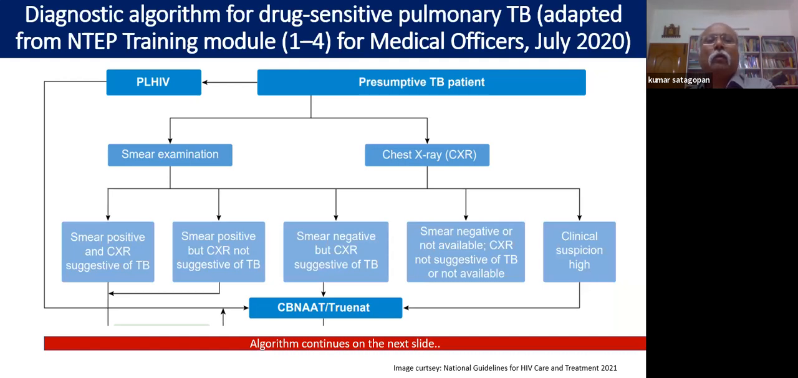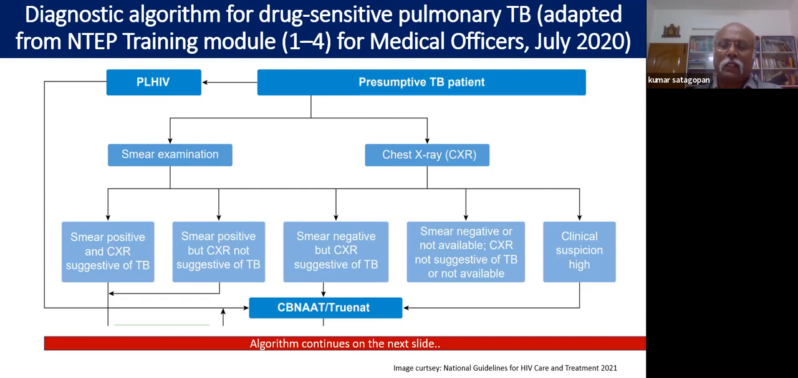Before that, we are showing the diagnostic algorithm. This is a crowded slide. Anyhow, we'll tell you: an HIV patient who has presumptive TB, meaning the 4S symptoms, cough, sputum, weight loss, and night sweats, you are going to do an X-ray chest and a smear examination. Whatever it is, we are going to do upfront CBNAAT or TrueNat.